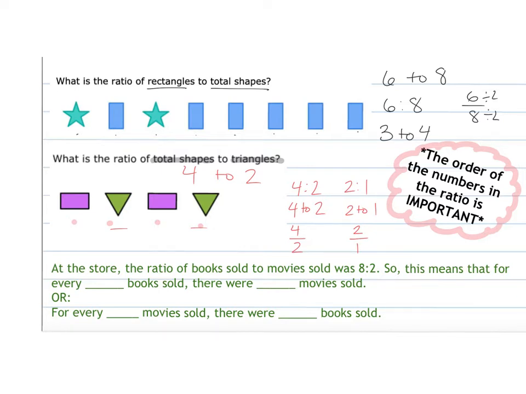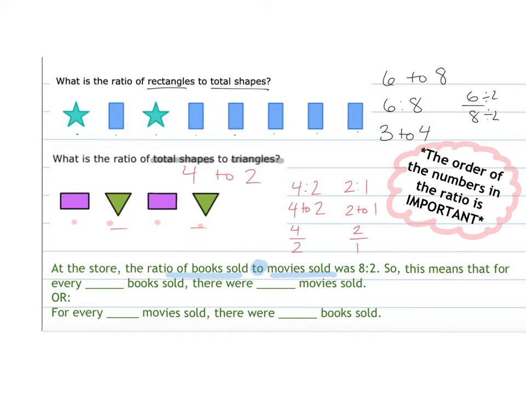That's what that means. Last one, at a store, the ratio of books sold to movies sold was 8 to 2. So this means that for every, so we're kind of filling in the blank here. What does that mean? Making meaning of the sentence. At the store, the ratio of books sold to, we're comparing books to movies.